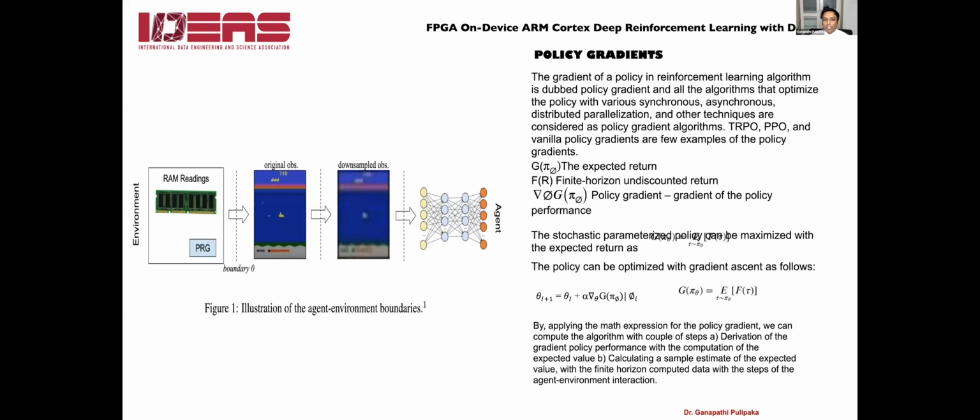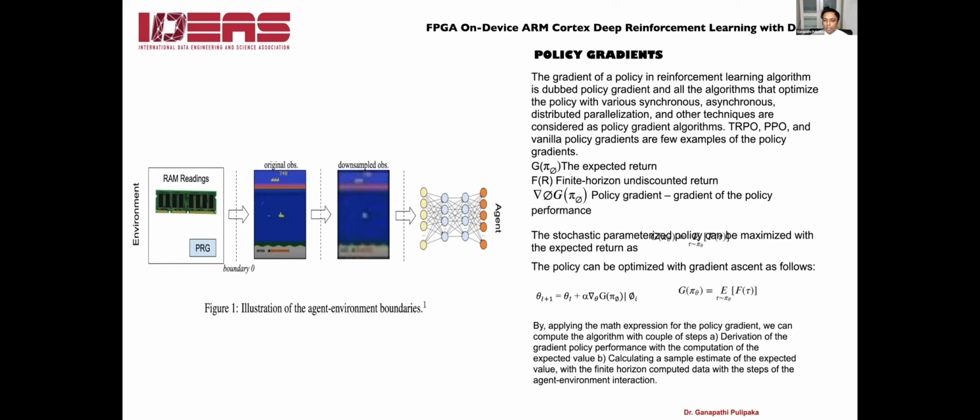You're going to get the expected return from it, and you're going to have a finite horizon undiscounted return. And you're going to have the policy gradient, which is the gradient of the policy performance. You're going to compute the stochastic parameterized policy. It's stochastic because it's a dynamic environment, just like stocks, which rise up and down throughout the day. You don't know what the pattern is, and you can't have a specific pattern to adopt. That's how the agent moves in the environment. It's going to be completely dynamic. And based on the dynamic policy, you can optimize and create a gradient ascent for it.